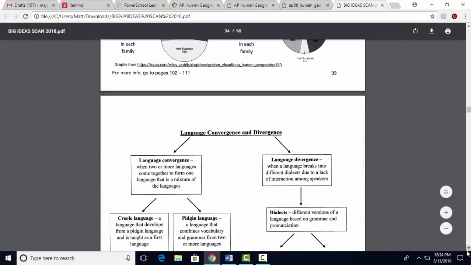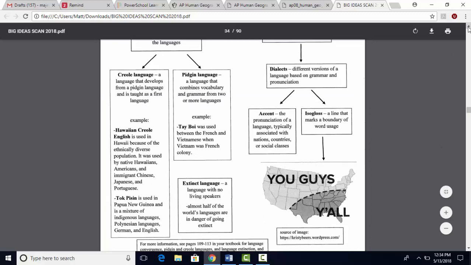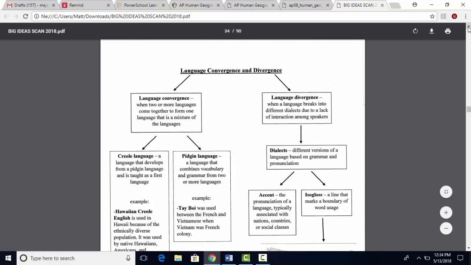All right, let's get to language convergence and divergence, folks. Convergence is when something comes together. Divergence is when it splits. So we'll start with convergence. Language convergence is when two or more languages come together to form one language that's a mixture of the two. There are different types of language convergence that occur.